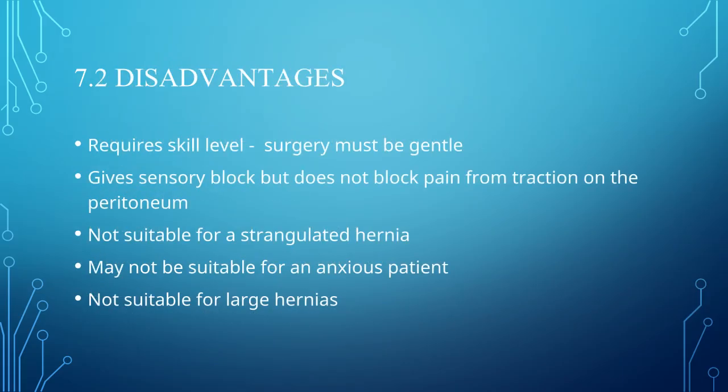Local anesthesia is not a universal solution. It requires skill and a gentle surgical technique, as rough dissection will cause pain. It provides a sensory block but does not fully block the deep, visceral pain from traction on the peritoneum, which can be uncomfortable. It is contraindicated in emergencies like a strangulated hernia. It is unsuitable for highly anxious patients and for repairing very large, complex hernias that require extensive dissection.